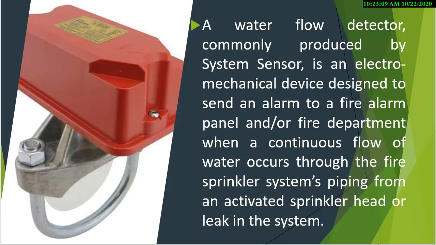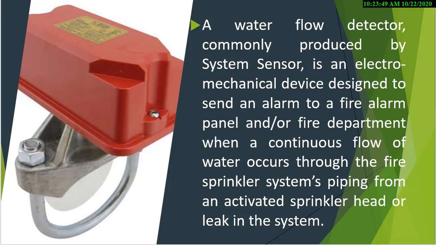Here is one device which is used in the firefighting system. It is installed in the zone control area. A water flow detector, commonly produced by System Sensor, is an electromechanical device designed to send an alarm to the fire alarm panel and/or fire department when a continuous flow of water occurs through the fire sprinkler system piping from an activated sprinkler head, or a leak in the system.